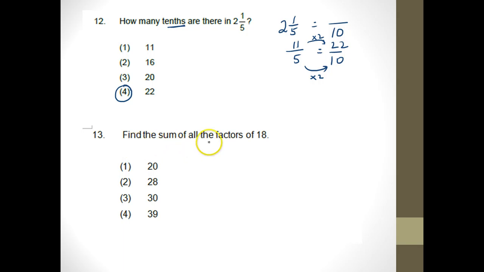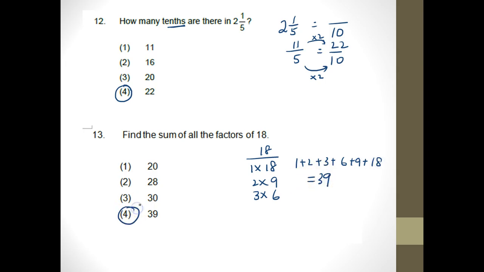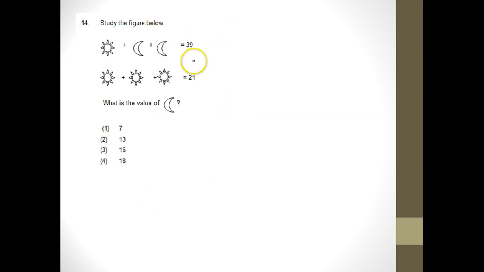Question 13. Find the sum of all the factors of 18. Just now we have said 18: 1 times 18, 2 times 9, 3 times 6. Then I add all these factors and it will give me 39. Option number 4.